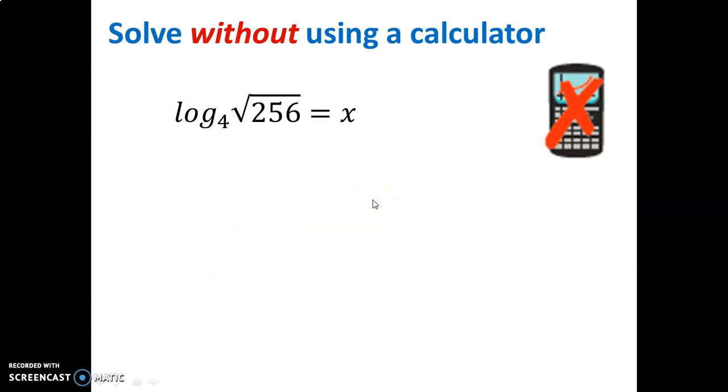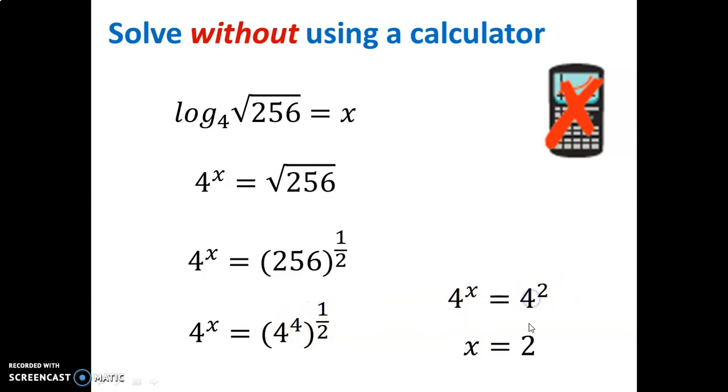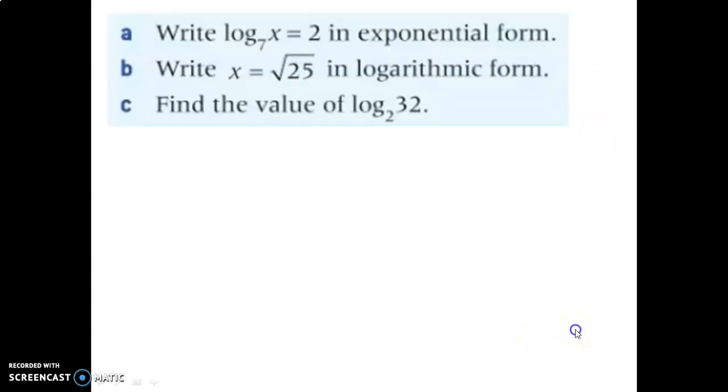Last one, I think. Try this one. What's x here? In this case, 4 to the x, again, changing to exponential form. 4 to the x equals this. Now you're thinking, well, it says no calculator, so this should be able to be rewritten as 4 to some power. So first we'll do 256 to the half power, because that's what the root turns into. And then 256 is actually 4 to the 4th. And now combining these, you multiply through. 4 times a half is 2, and that means x is 2. Great problems, great thinking here.